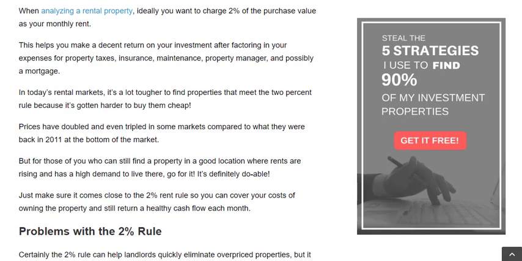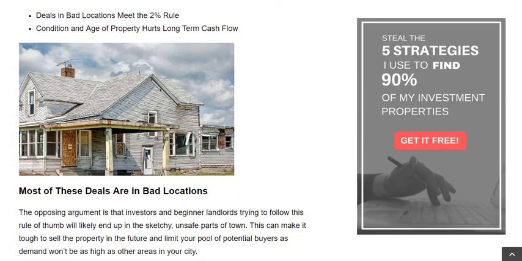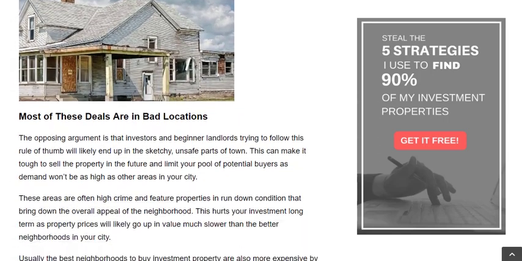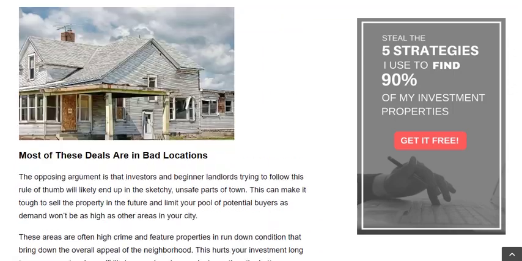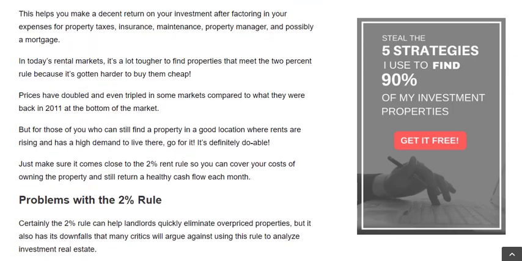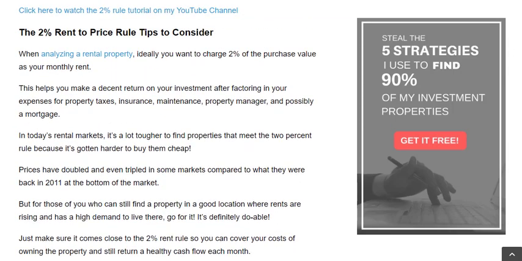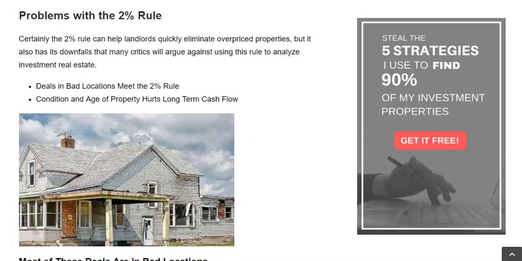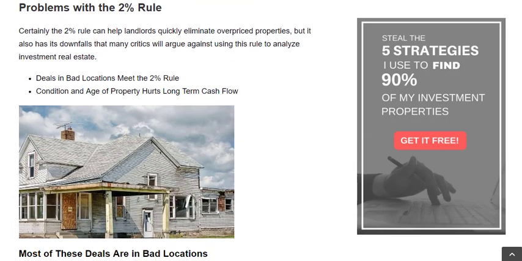And then you can compare that to what the neighborhood prices are to see if the for sale price is overvalued or not. And if you find one that fits the 2% rule, it could be a go. Now, before we close off this video, I want to make sure you understand a few problems with the 2% rule. So if you find deals that do meet the 2% rule, it's typically because they are in bad locations. So just be wary of that.